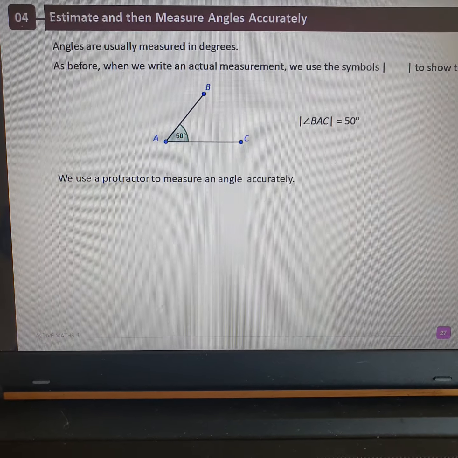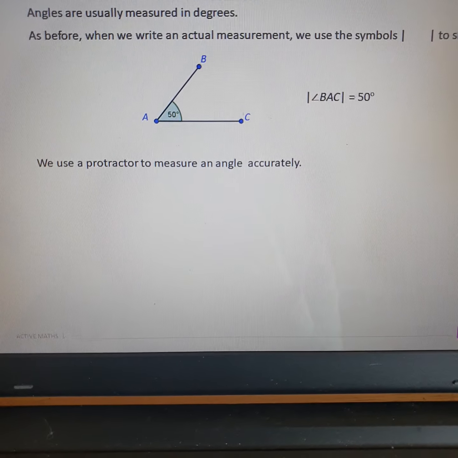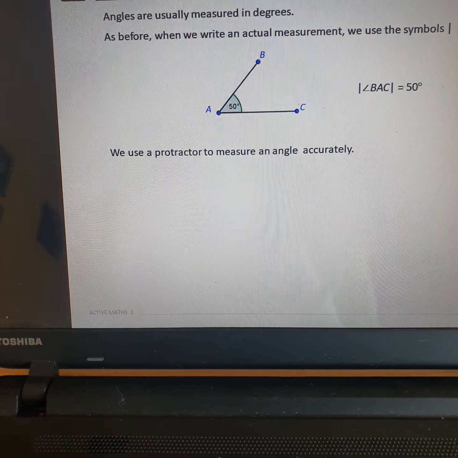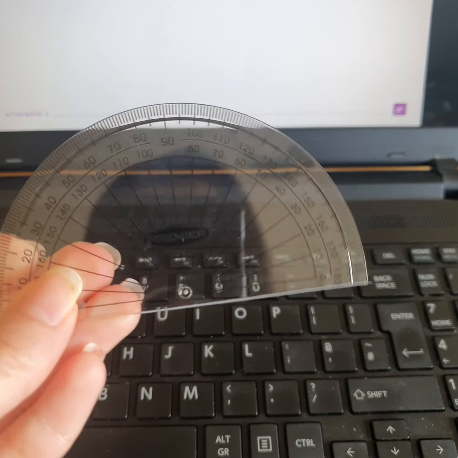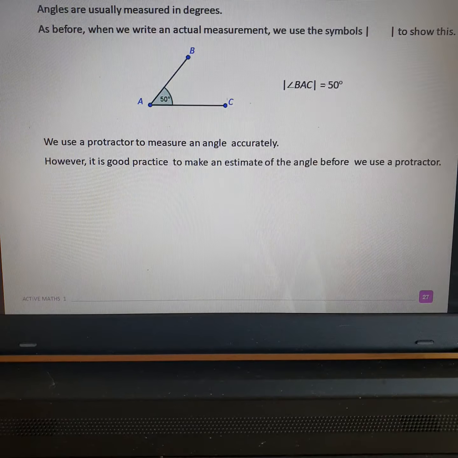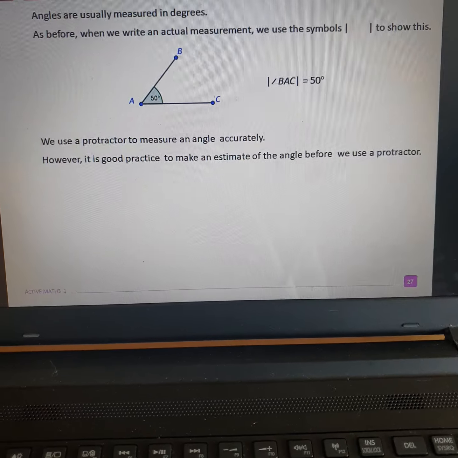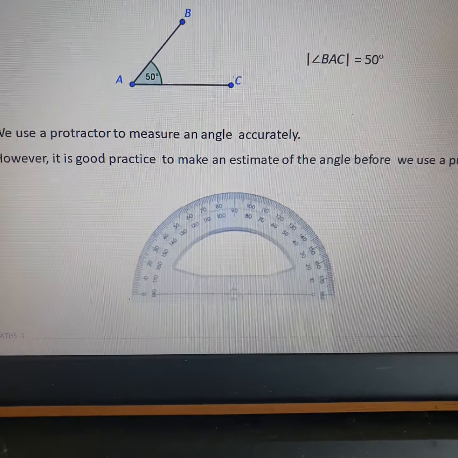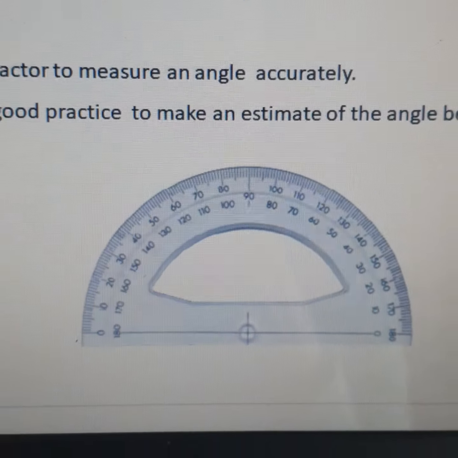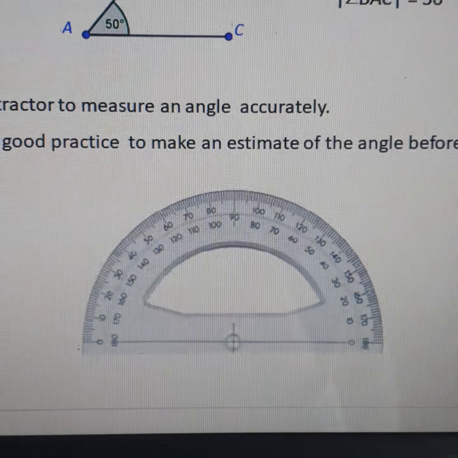We use a protractor to measure an angle accurately. In your mathematical set, this is your protractor. It looks like a half moon or a semicircle. However, it is good practice to make an estimate of the angle before using a protractor. Say we're looking at a protractor, one that's in your mathematical set. Here's what it looks like.